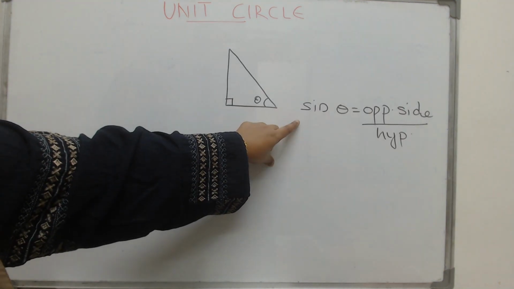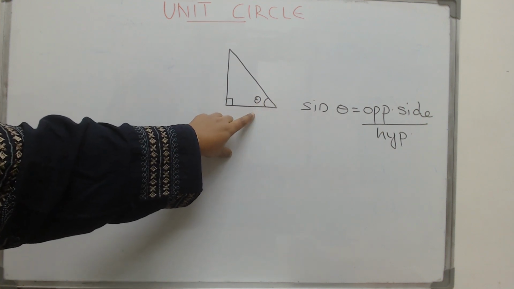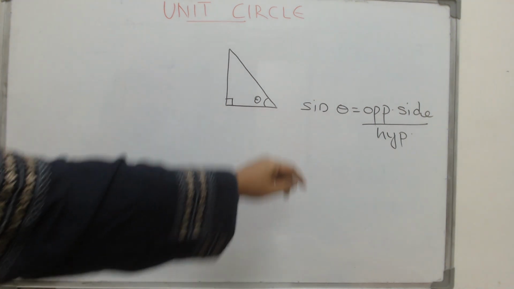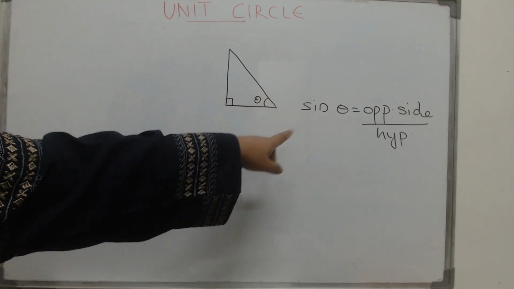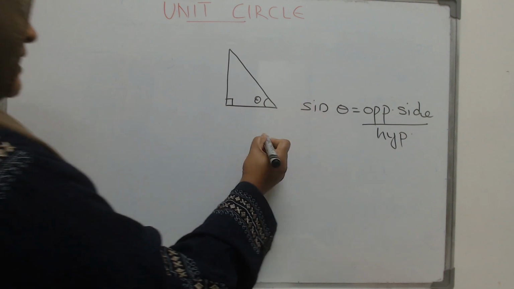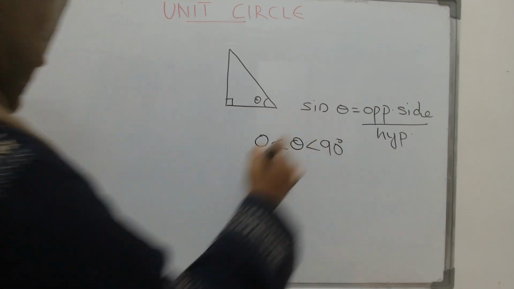Now, how did we define sine theta? For any acute angle theta in a right angle triangle, sine theta was defined as opposite side by hypotenuse. But then, do you notice such a definition has a very serious limitation? What is that? Your theta has to lie between 0 and 90 degrees.